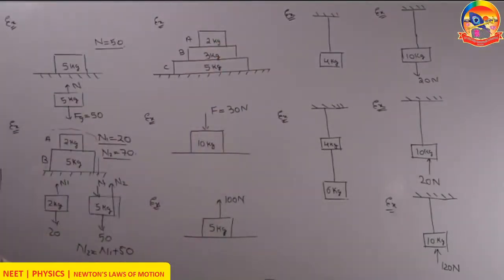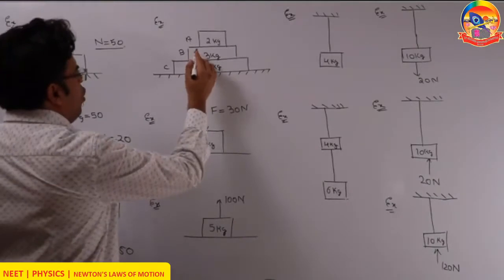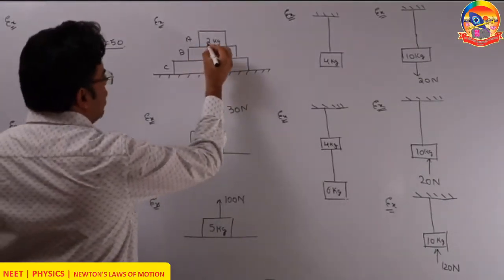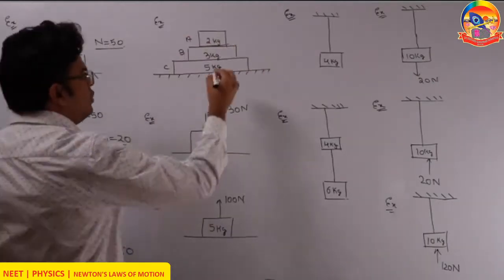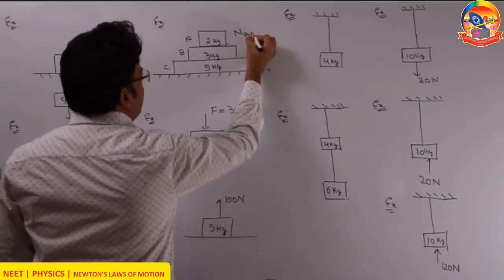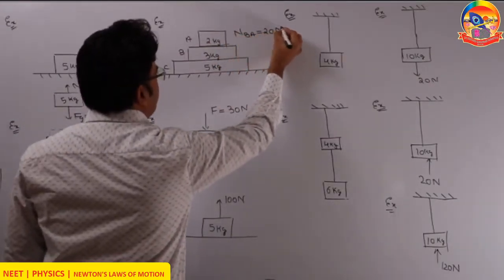So the force of normal applied by 3 kg on 2 kg. Now here 3 kg supports the weight of 2 kg. So the force of normal applied by B on A has to be 20 Newton.